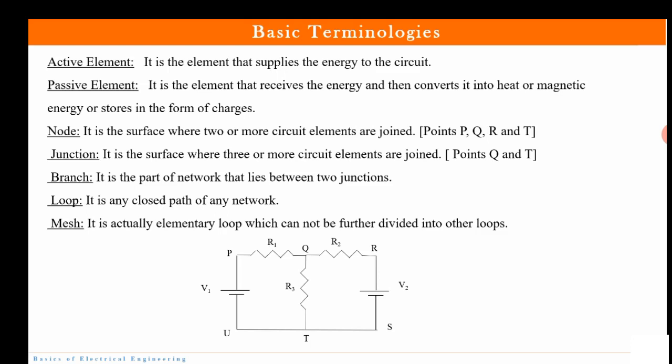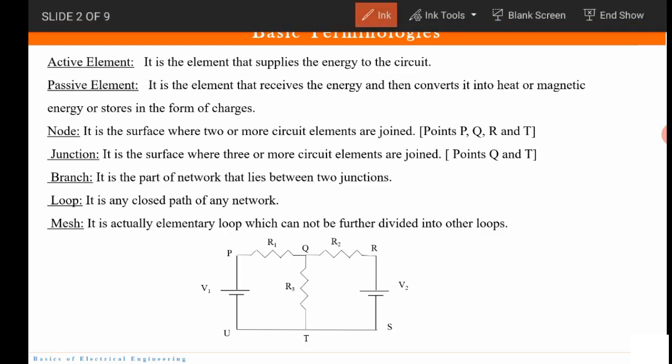Now let us understand what is meant by a branch. Now a branch is basically any part of the network which is between two junctions. So here the branch is going to be QT, right? So the branch for me will be QT. Okay, so this is called a branch, this part. Fine.